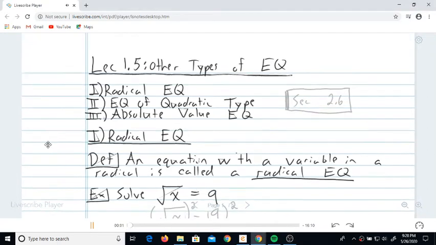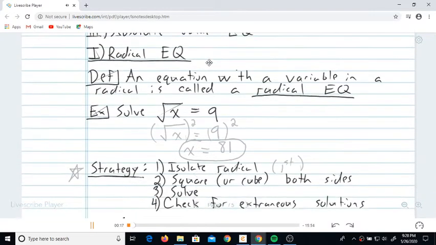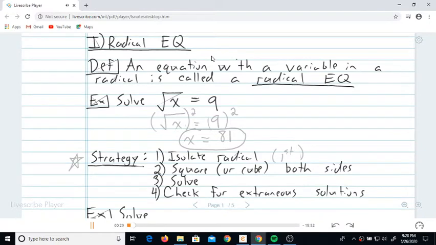Alright, here we have lecture 1.5, which corresponds to section 2.6 from the textbook. So if you're curious, this is mostly from section 2.6. As previously mentioned, I don't follow the book exactly, but you can reference that section of the book for most of these materials. We're going to open up with radical equations.